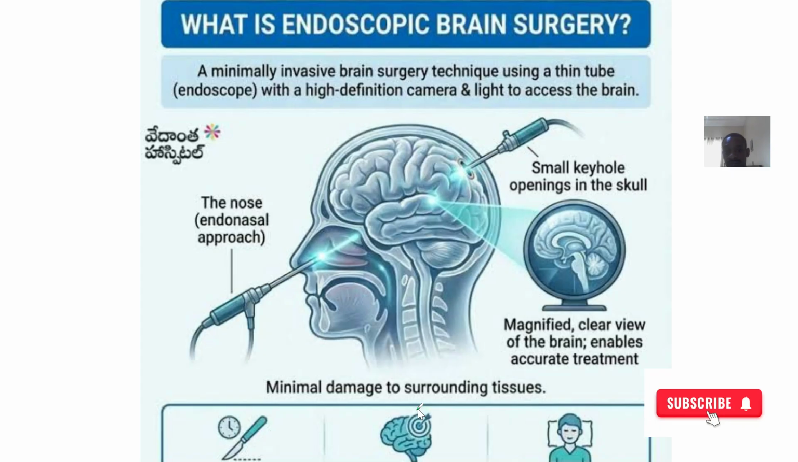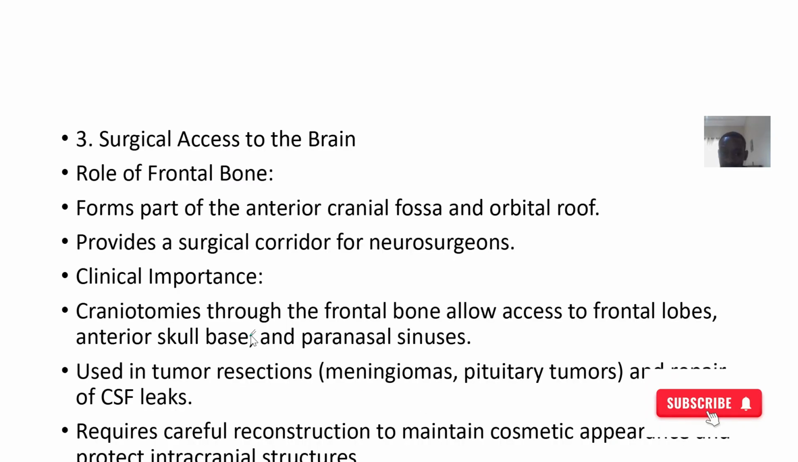Then we have surgical access to the brain. You can go through the frontal bone to access the brain. So it forms part of the anterior cranial fossa and the orbital roof, and provides a surgical corridor. It's like a surgical walkway through which you can access the brain.